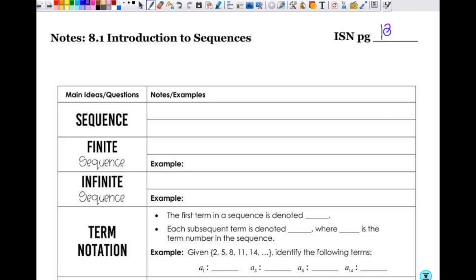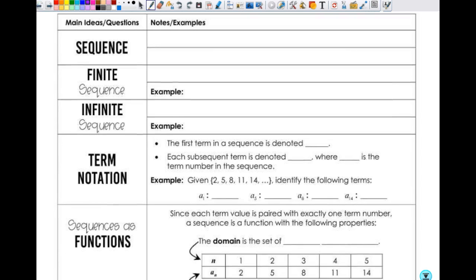This is going on page 136 when we're done. This is our introduction into sequences. We're going to spend some time on sequences and series of numbers. So let's have the definition of a sequence first.